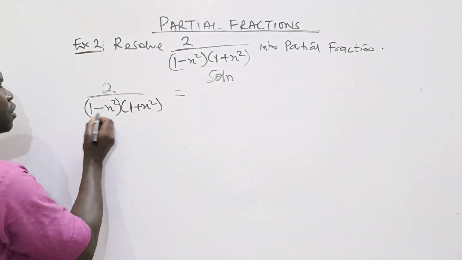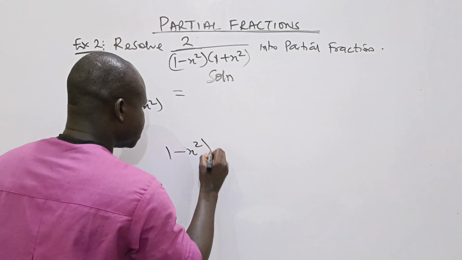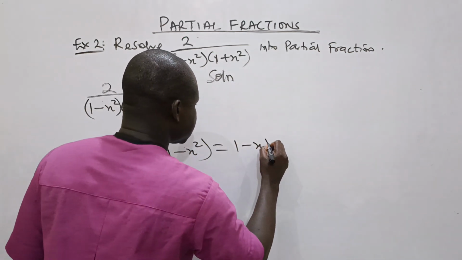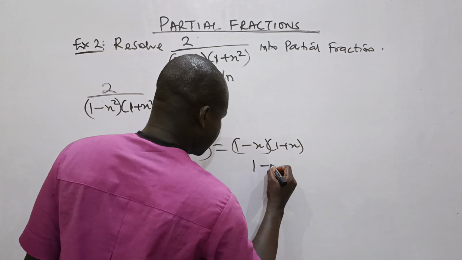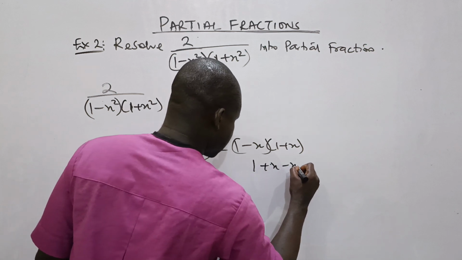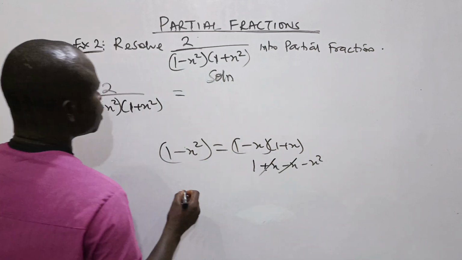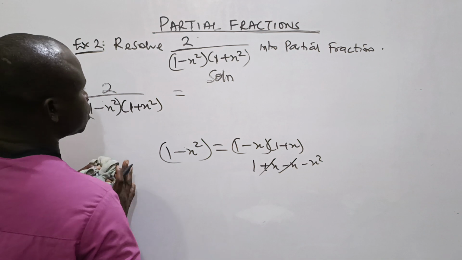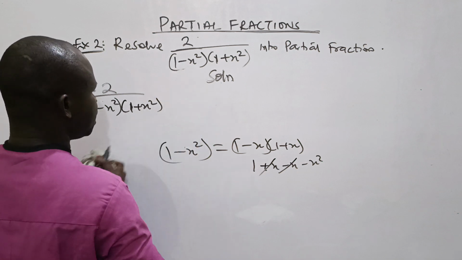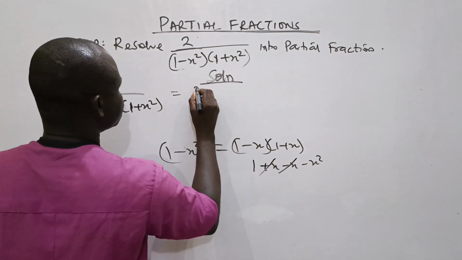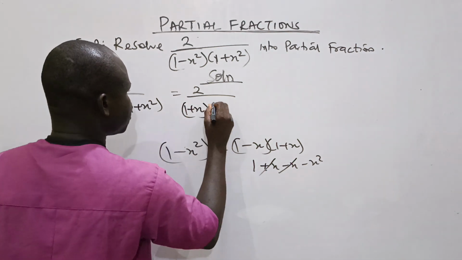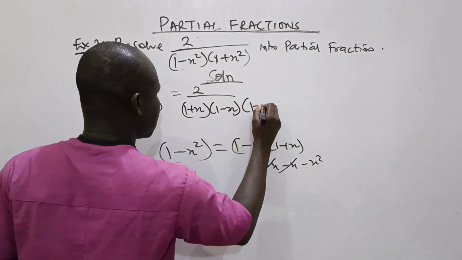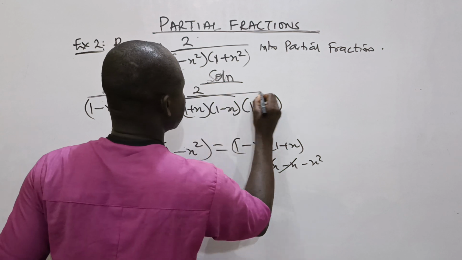So in this case now, 1 minus x squared is same thing as 1 minus x into bracket 1 plus x. Then if you open up, you have 1 plus x minus x minus x squared. So this will cancel this. So invariably, I'm going to change this to 2 all over 1 plus x into bracket 1 minus x, then 1 plus x squared. So this is what we are going to have.